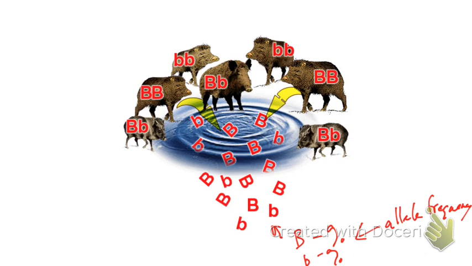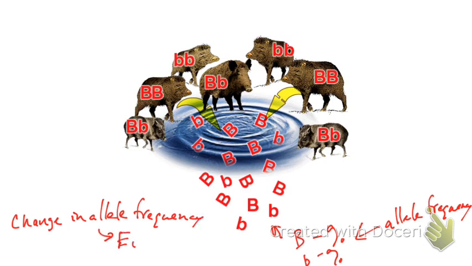What I want you to make sure you understand is that a change in allele frequency is what we call evolution. Remember, evolution is a change in a species over time, right? And so the only way to change something genetically is to change the alleles, or to have a different distribution of alleles over time.